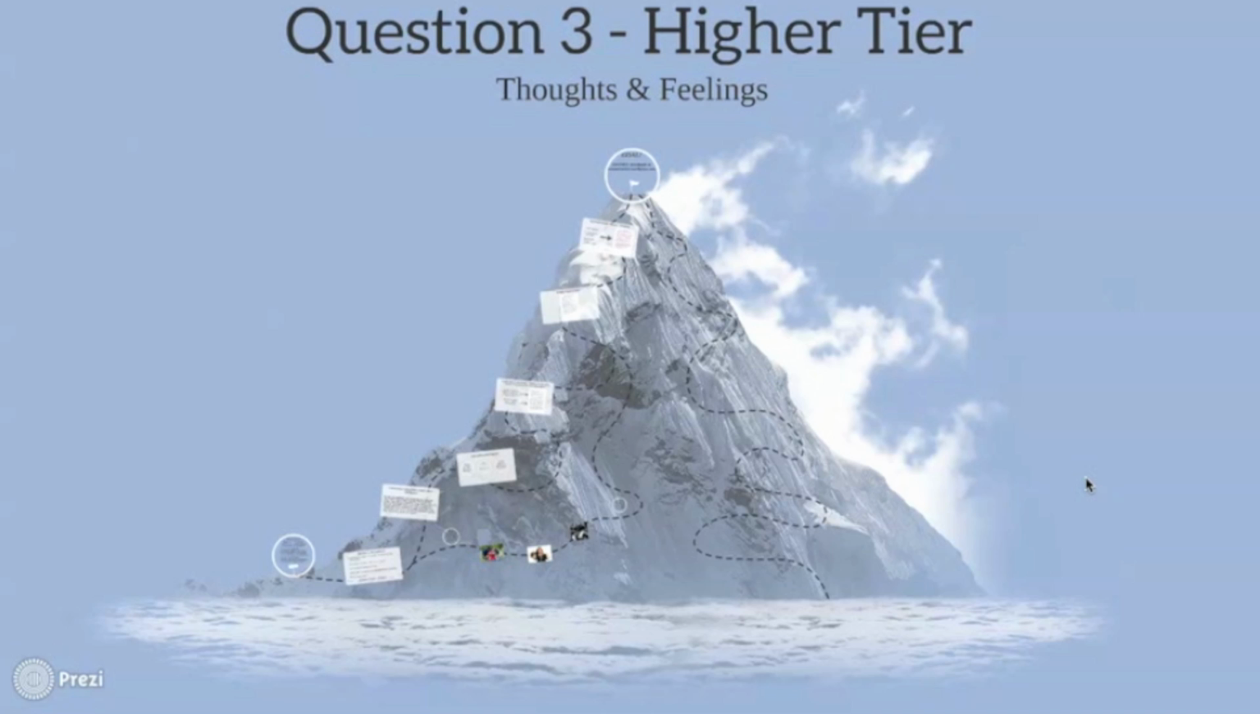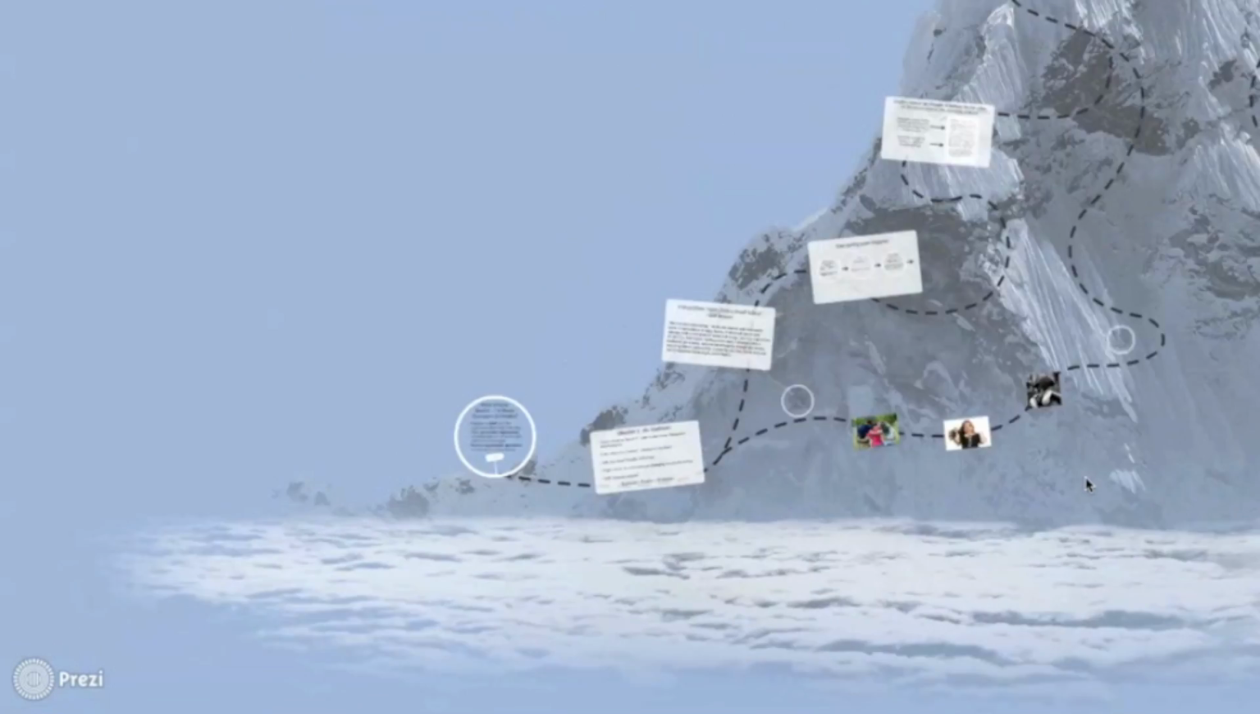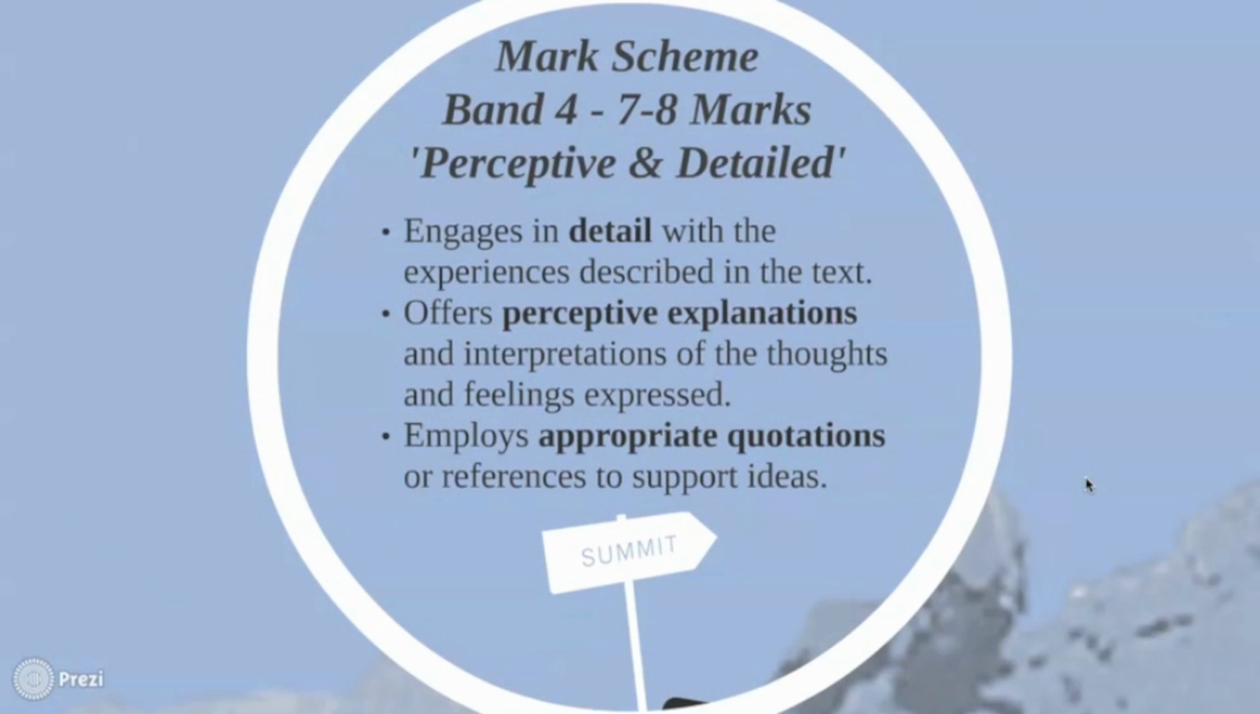And welcome to this video on question 3 on the higher tier AQA GCSE English and English language papers. This question focuses on the thoughts and feelings of a person or character within source 3. The mark scheme for this is out of 8 marks, and in order to get the full marks on this question, which is band 4, 7 to 8 marks, you need to show a perceptive and detailed answer, which is exactly the same as questions 1 and 2.